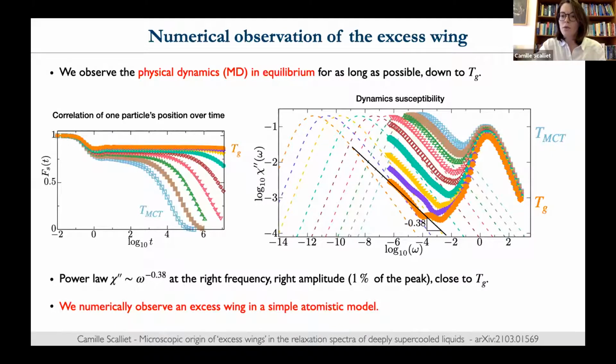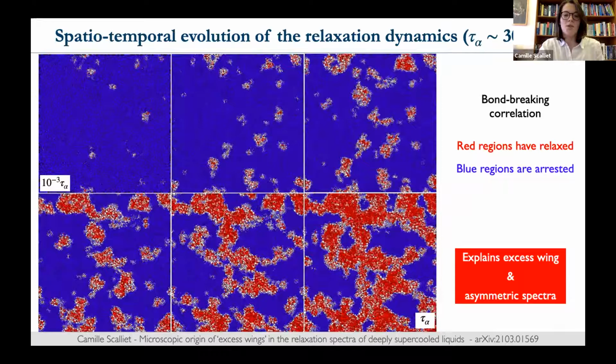So the conclusion of our simulations is that this excess swing, which is a very generic feature of glasses and which is poorly understood, is actually well observed in simple models of spherical particles. So it's something quite generic also in these systems. Computer simulations allow us to go one step further and directly see the microscopic motion which gives rise to this signal.